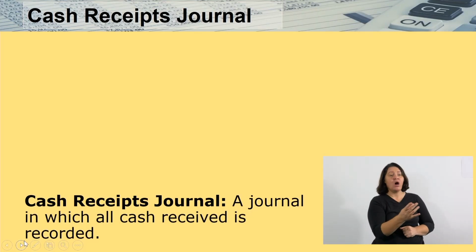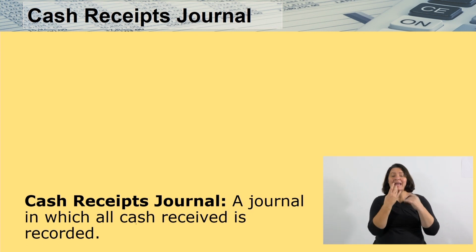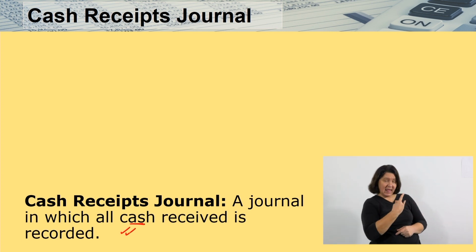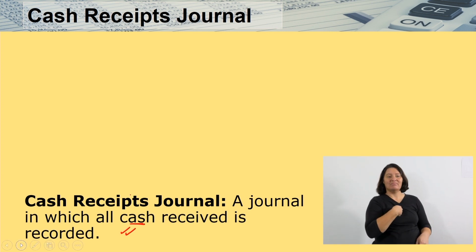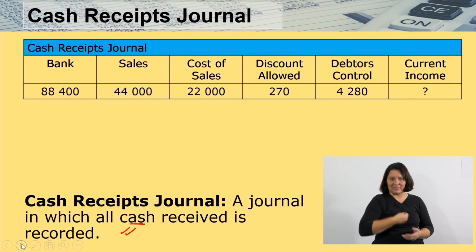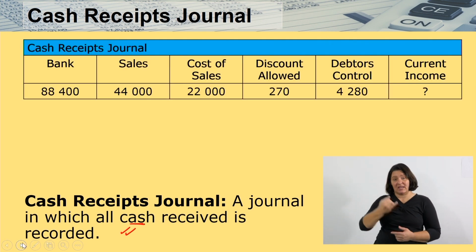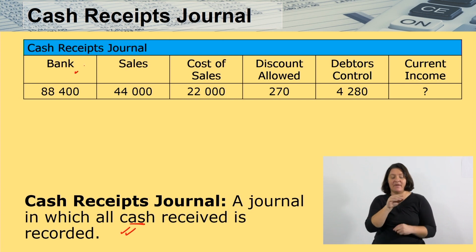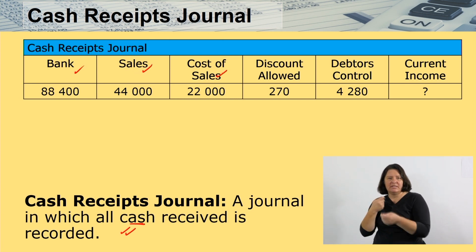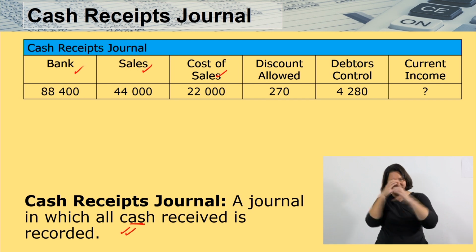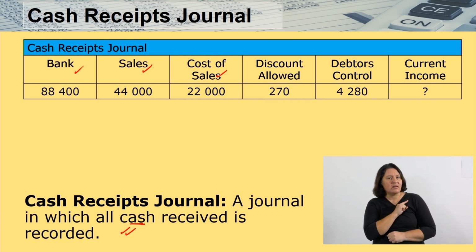The first journal we'll look at is what we call the cash receipts journal. In this journal, we record all cash that is received by the business. So all our cash received by the business, we then record it in the CRJ. Here is our CRJ. When you look at your CRJ, you can see you have your bank sales, cost of sales. This is what we're going to be focusing on because remember, my focus, as I said earlier on, is on the trading stock account.